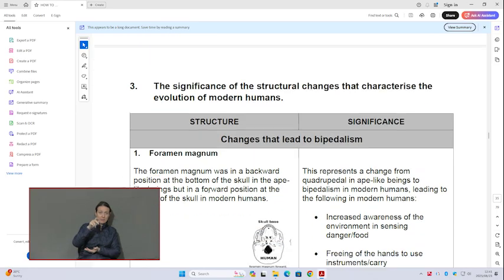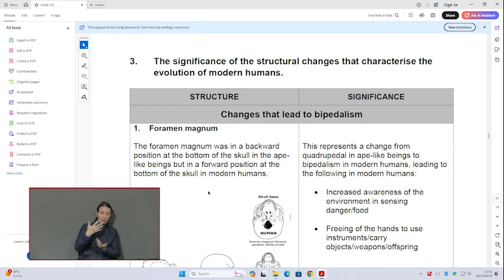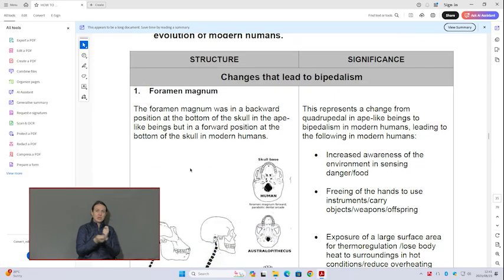Now, what are those changes that led to bipedalism? We noticed that the foramen magnum was in a more backward position at the bottom of the skull in the apes. But in humans, it is in a more forward position. So now, this represents the change from quadrupedal to bipedal. What does that mean?